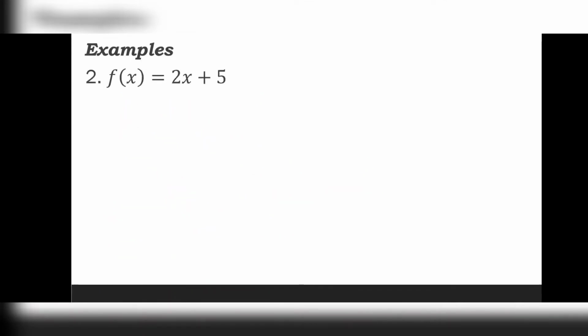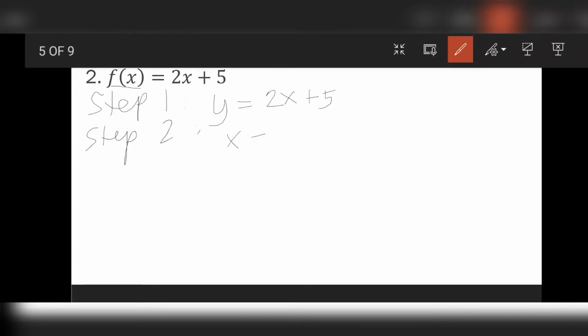We have f of x equals 2x plus 5. Let's solve. Step 1. We will change f of x to y. So we have y equals 2x plus 5. Step 2. We're going to interchange x and y. Y will be x and x will become y.